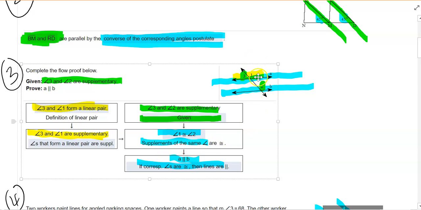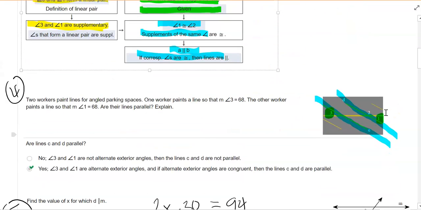So if we look at these two and say, okay, let's say angle 1 is 120 degrees, that means if these are a linear pair, or supplemental, that 3 needs to be 60 degrees. As well, since we're given 2 and 3 are supplemental, if this is 60, then this needs to be 120, which means 1 and 2 are 120, which means they are congruent. So that's what's being said here. And since these corresponding angles are congruent, then lines A and B are indeed parallel.